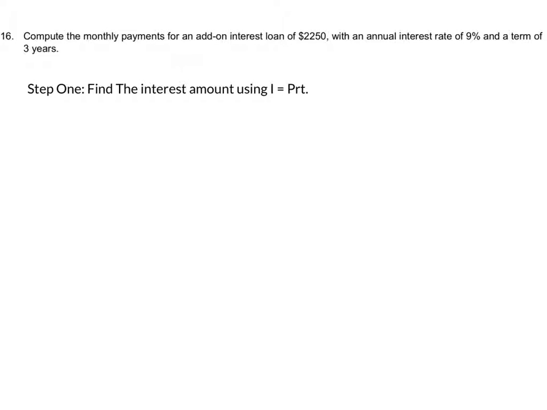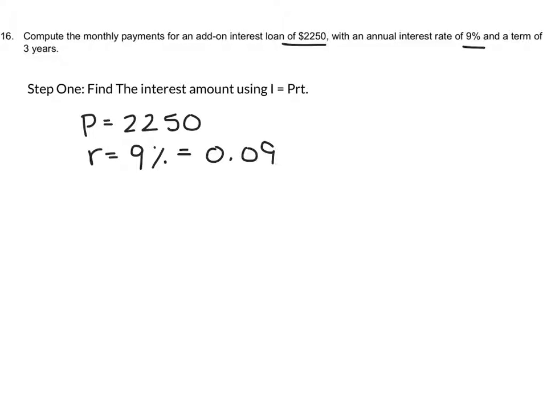The first step in the add-on method is to find the interest amount using I equals PRT. We're given that P, or the amount of the loan, is $2,250. R is the interest rate, which is 9%, and we need to convert this to a decimal by dividing by 100, so 9% is equivalent to 0.09, and then T is the number of years, which is 3.